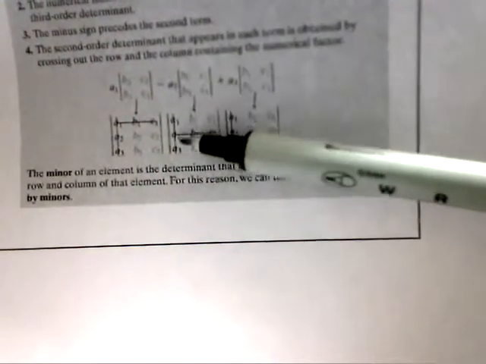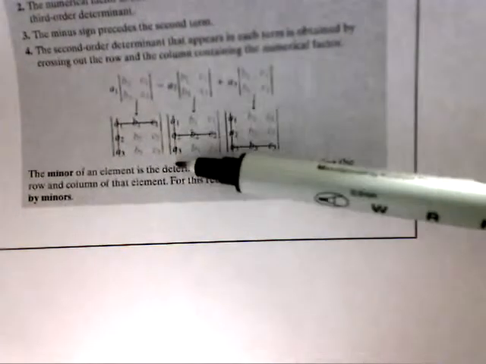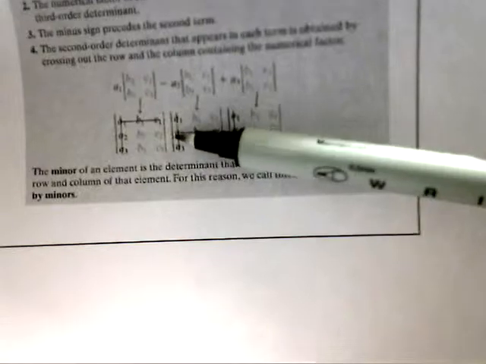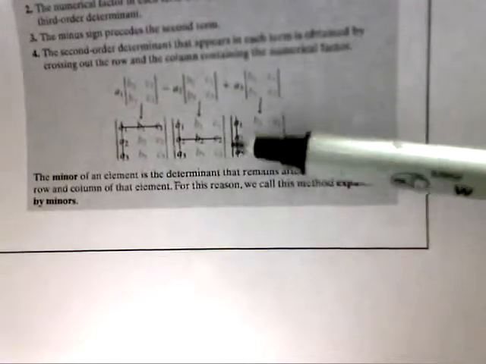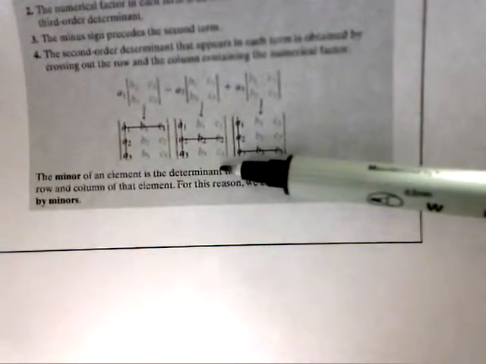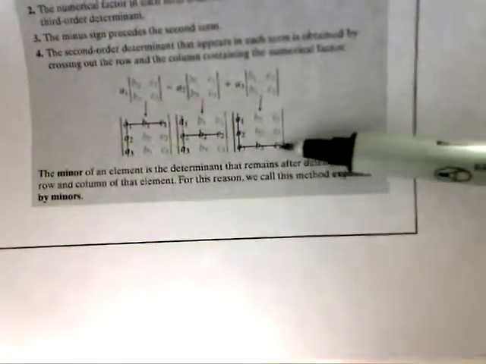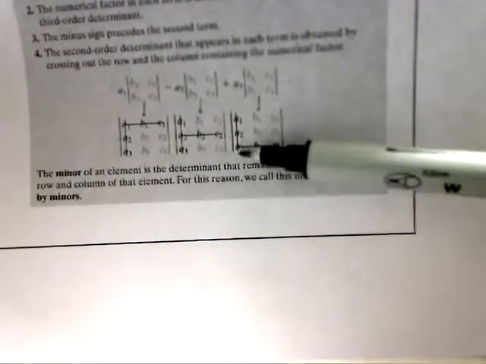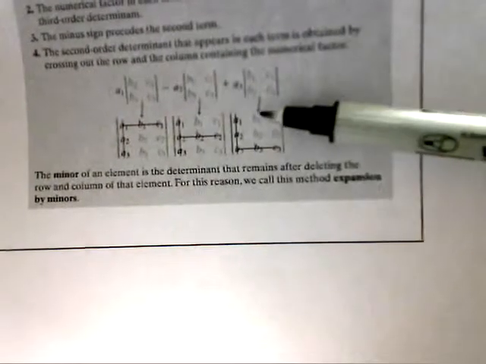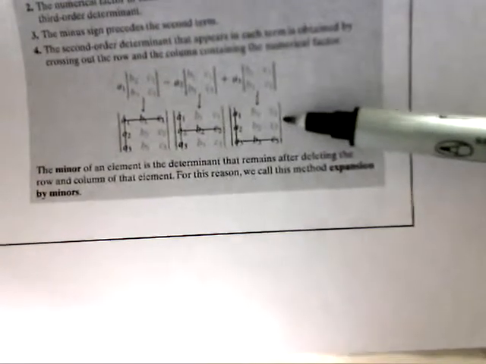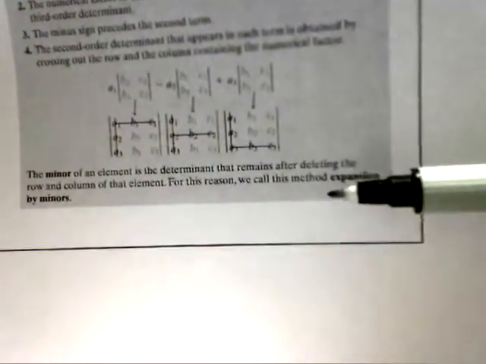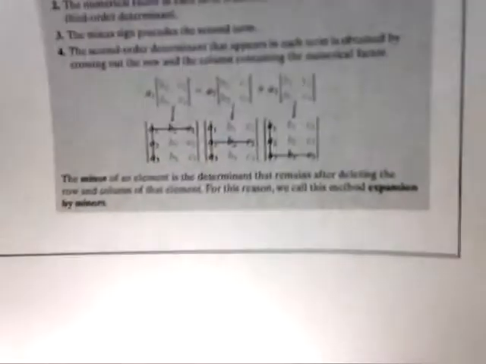And similarly, if we do A2, we cross out the row and the column that A2 is in. In this case, A2 is in the second row, first column. What's left is B1, C1, B3, C3. And for A3, A3 is in the third row, first column, so we cross out the column and the row that A3 is in. What's left is B1, C2, B2, C3, B1, C1, then B2, C2. Okay, and we call this expansion by minors.